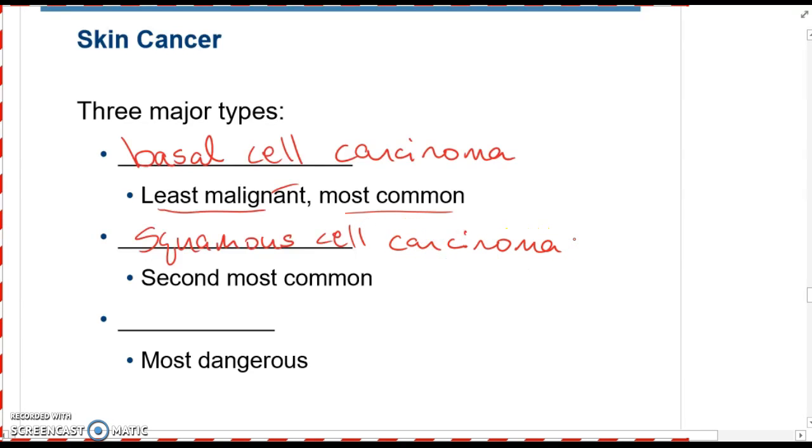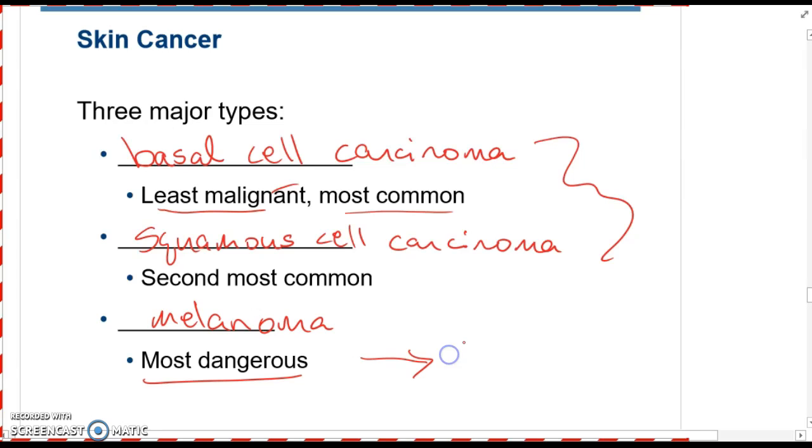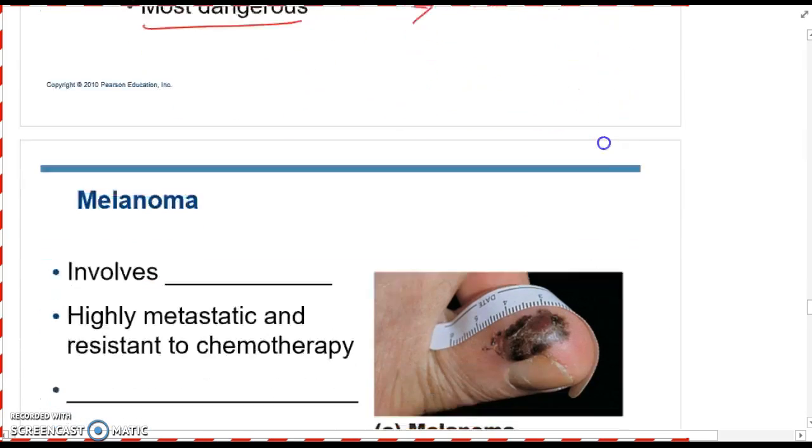Okay, it's the second most common. And this one you may have heard of. It's called melanoma. This one is the most dangerous, and I'll talk about that one in a second. But those are the three main types. These are pretty curable. This one can lead to death.